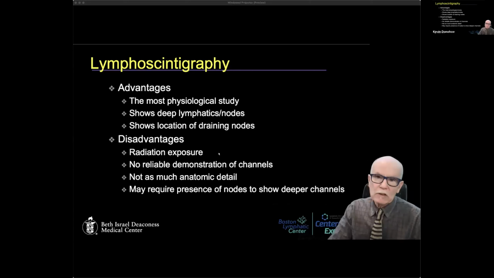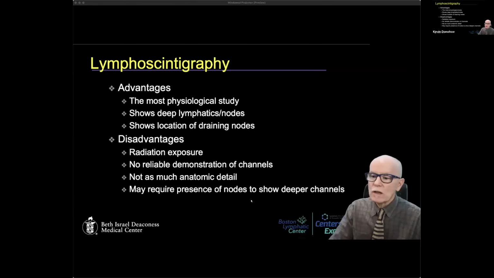There is some radiation exposure, but like I say, it's very small. We don't think we're doing anybody any harm. It's one of the lower level exposures that we do in diagnostic imaging. And we don't see the channels as well as we'd like. We don't have the anatomic detail that some of the other studies do.